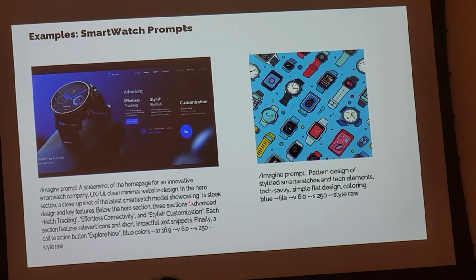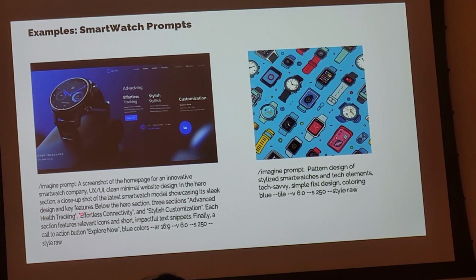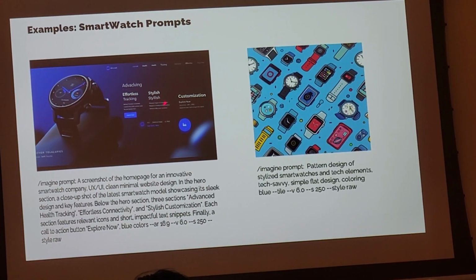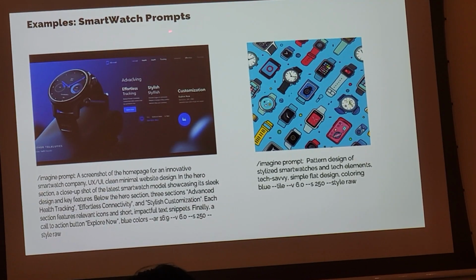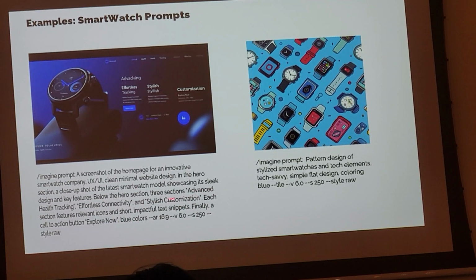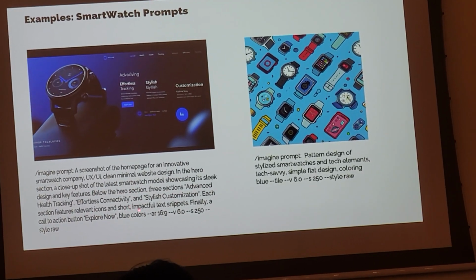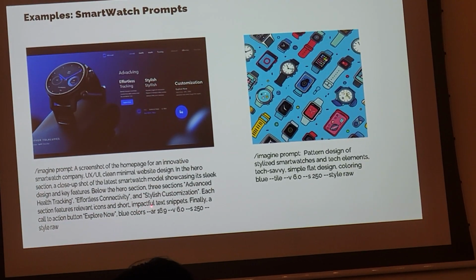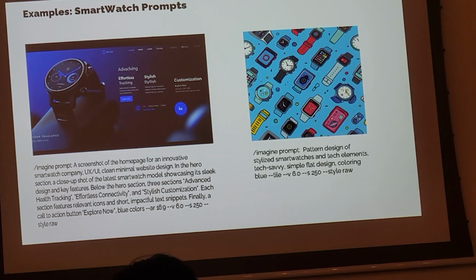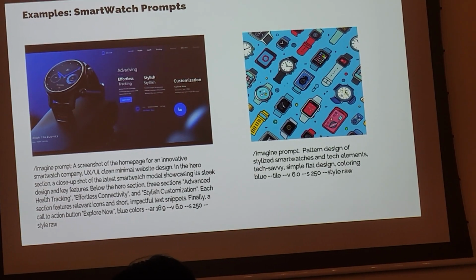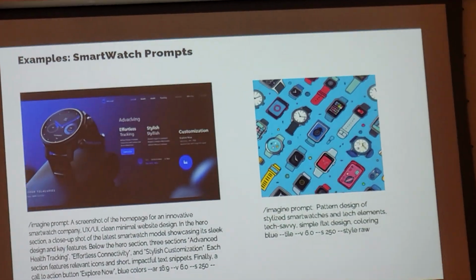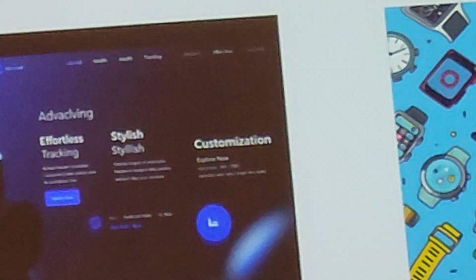You see, I put them in parentheses, so they will come as text in the result. Each section features relevant icons and short, impactful text snippets. Finally, a call to action button, explore now, which is here. The aspect ratio is 16:9 because it's for screen.